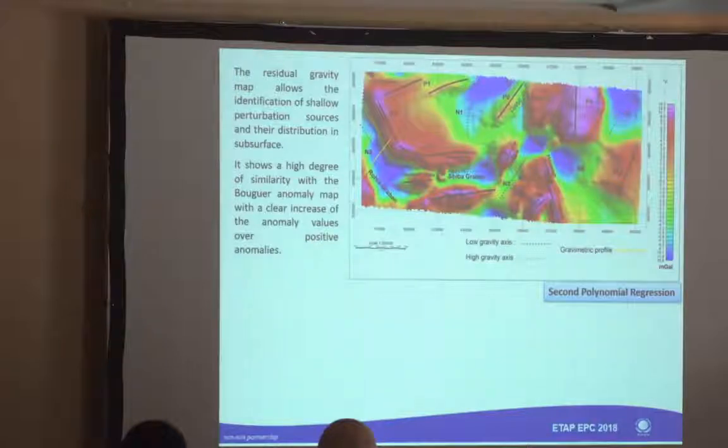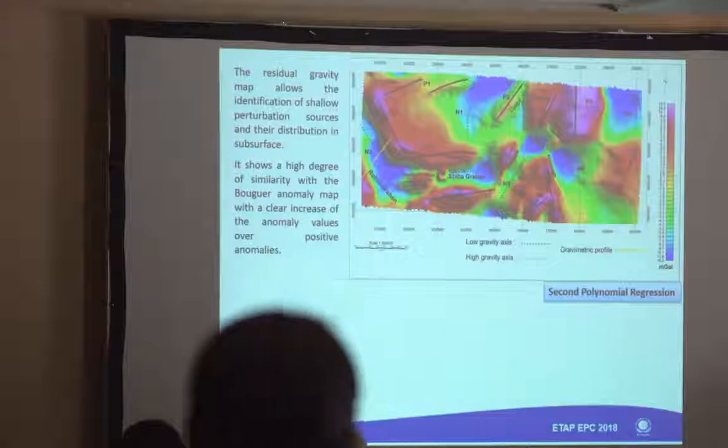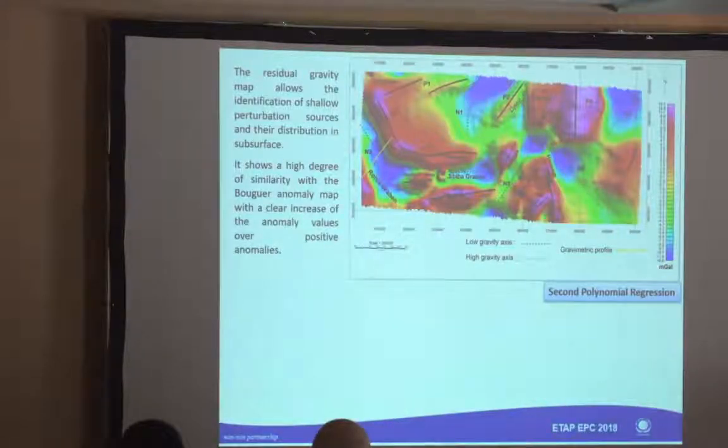As the Bouguer anomaly map is the summation of waves coming from deep and shallow sources, we have to separate them to get more details about shallow perturbation sources. There are many techniques to calculate the residual gravity map. Here in our study case, we adopt the second-order polynomial regression. The residual gravity map allows the identification of shallow perturbation sources and their distribution in the subsurface.